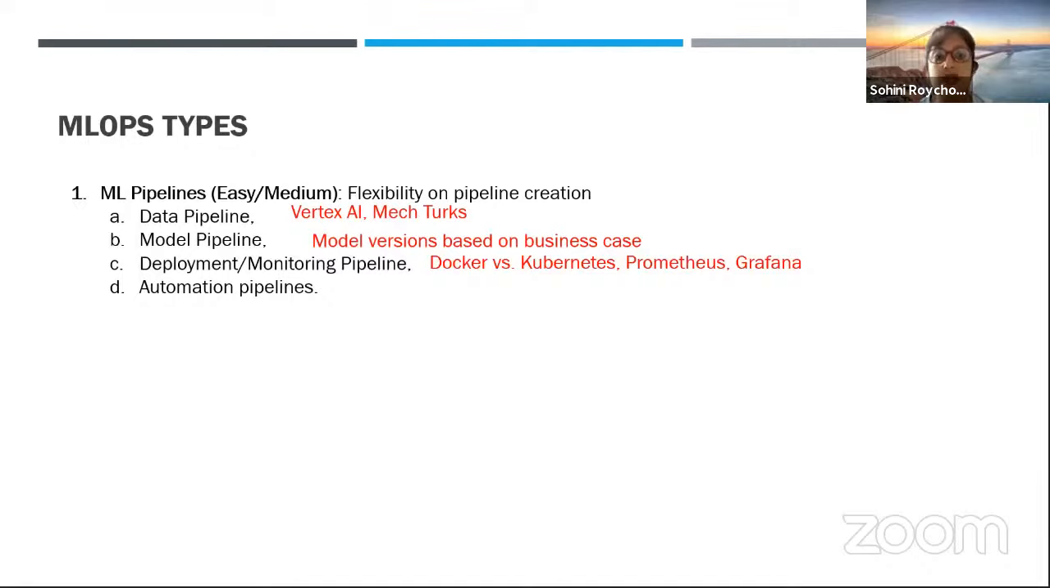Then comes your modeling, deployment and monitoring pipeline. Here it's Docker versus Kubernetes, and for monitoring, the industry standards are Prometheus and Grafana dashboards. And in the automation pipeline, you must have heard these terms, OTA, over the air updates. Over the air updates typically mean that you have one version and then you want to release another version, and these are typically called canary builds. Kubernetes orchestration is very good at doing that.